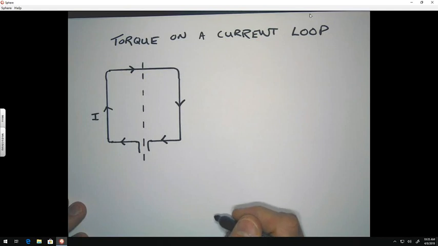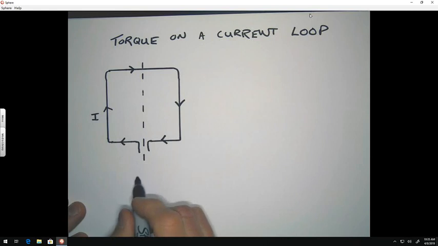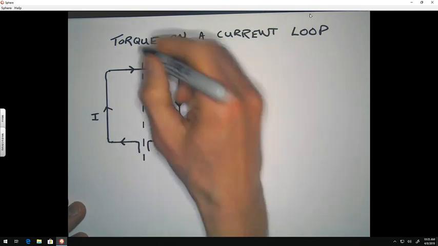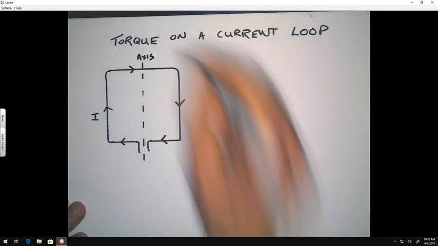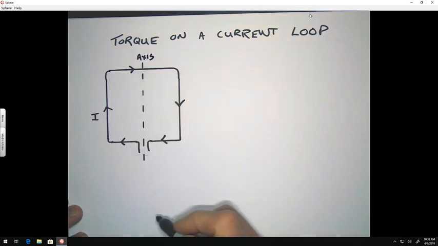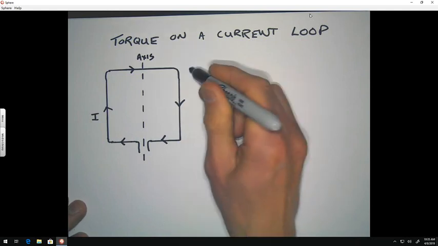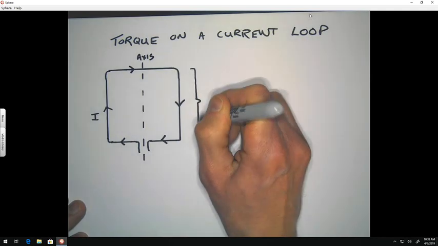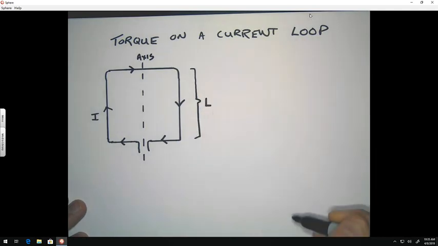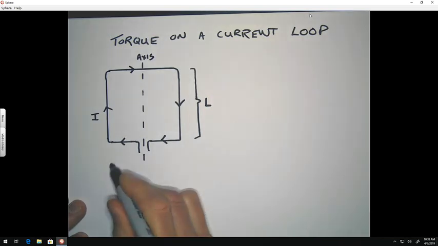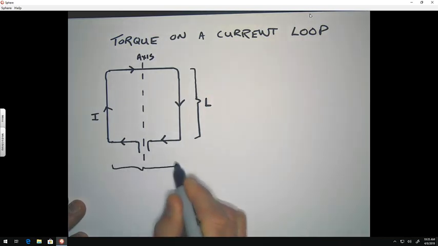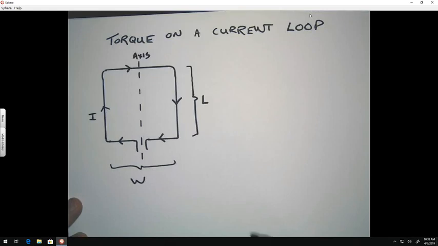Okay. And what we're going to look at is we're going to see if this loop has any tendency to rotate around an axis, which we're going to draw right through the middle of the loop. It's also in the plane of the loop. Okay. Let's put some dimensions on this loop. Let's say that in this direction the loop has a length L, and let's say that going sideways the loop has a width W. That's the complete distance from left to right side.